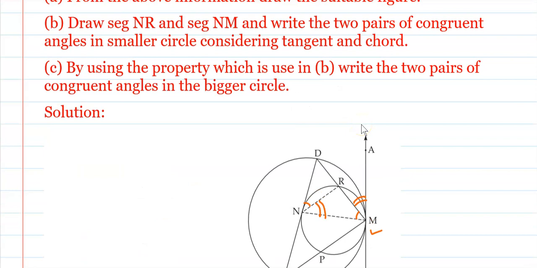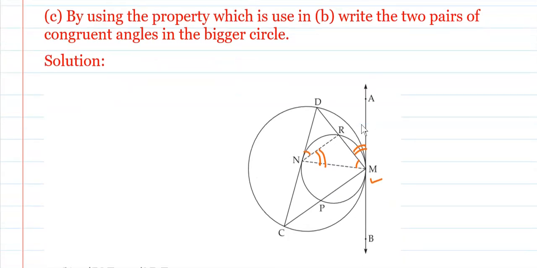Now the next, part C. By using the property which is used in B, that is the tangent chord property, write the two pairs of congruent angles in the bigger circle. The first is angle DCM. It is congruent to angle DMA. These two angles are congruent.